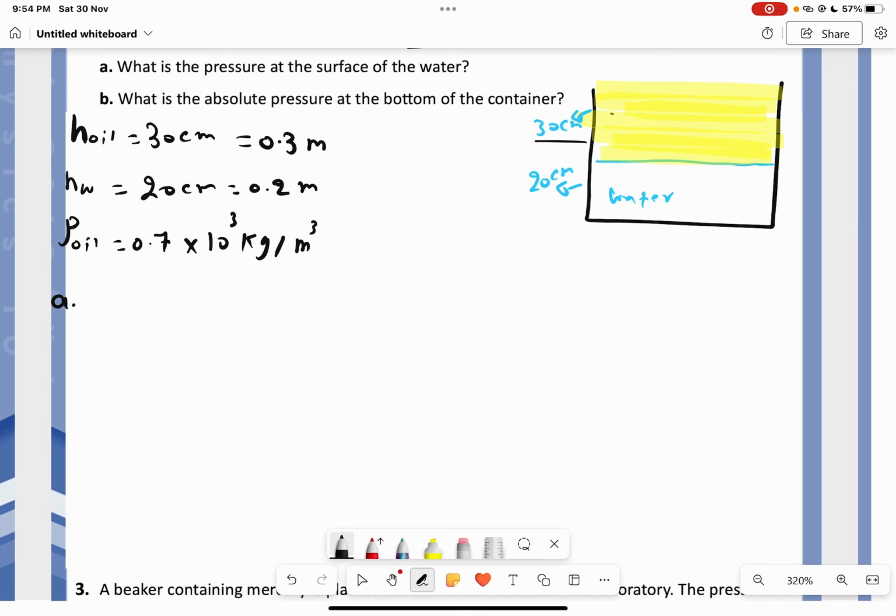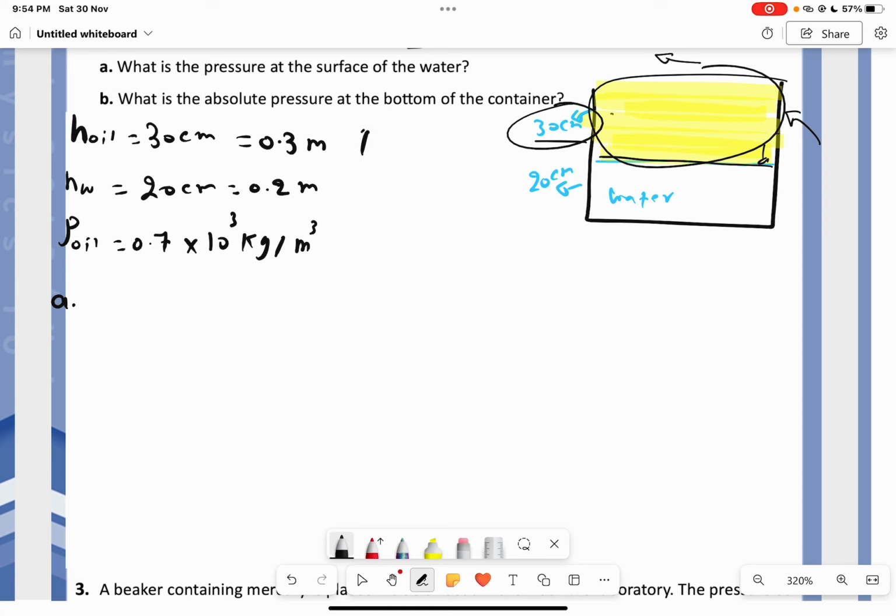It says the pressure at the surface of the water. Okay. Now guys, you know that this is the surface of the water. At the surface of the water, guys, you have what? You have oil. So you should use this height and calculate the pressure that the oil is exerting on water, and you'll also calculate what? You'll also calculate P naught.